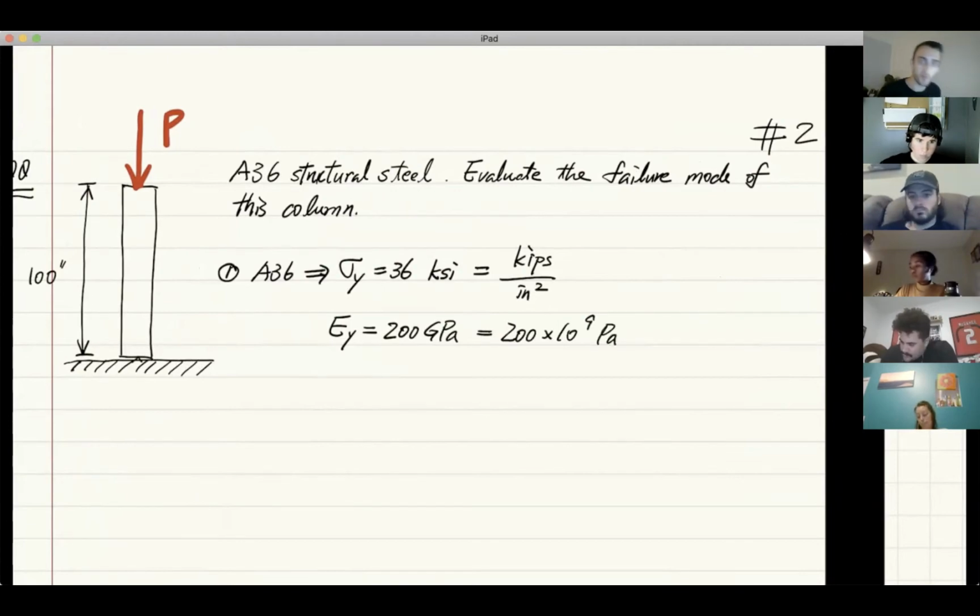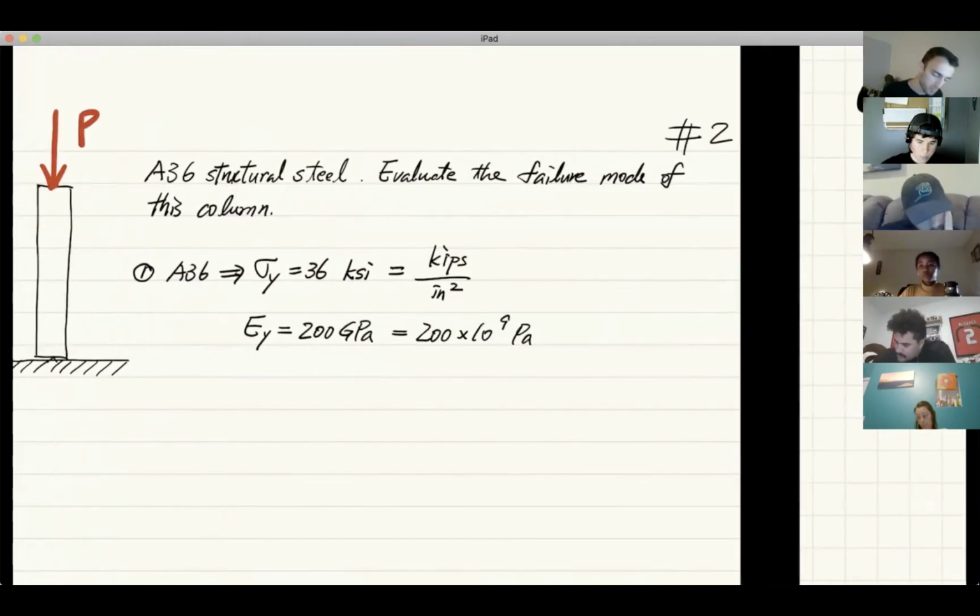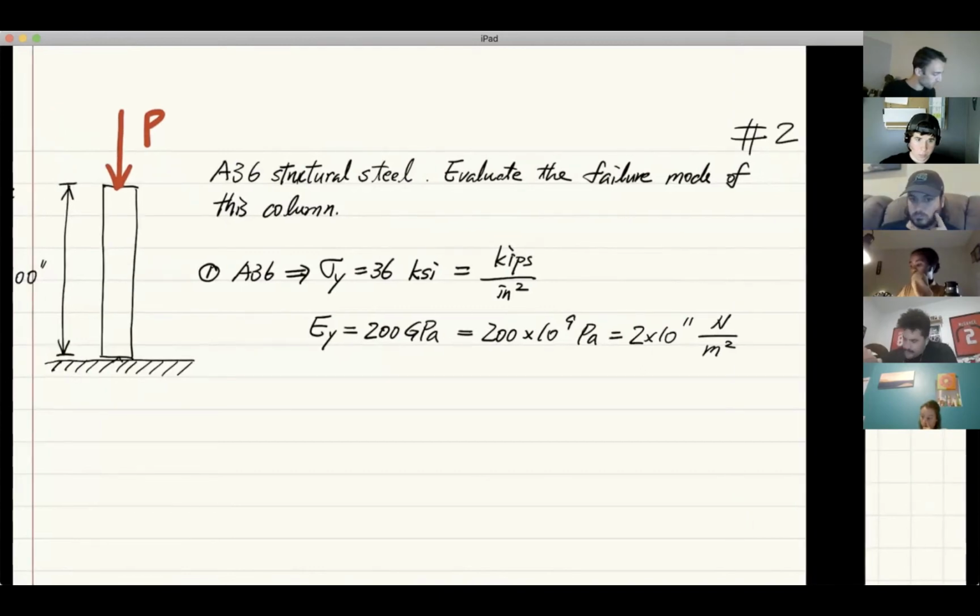Of course, you cannot work Pascal with KSI. They're in different units. What's a Pascal? Pascal means newtons per square meter, right? So you know that you cannot deal with this. You cannot use 2 times 10 to the 11 newton per square meter. These two units don't work with each other. So we have to convert GPa to KSI. And 200 GPa is approximated to be 29,000 KSI. That we know.